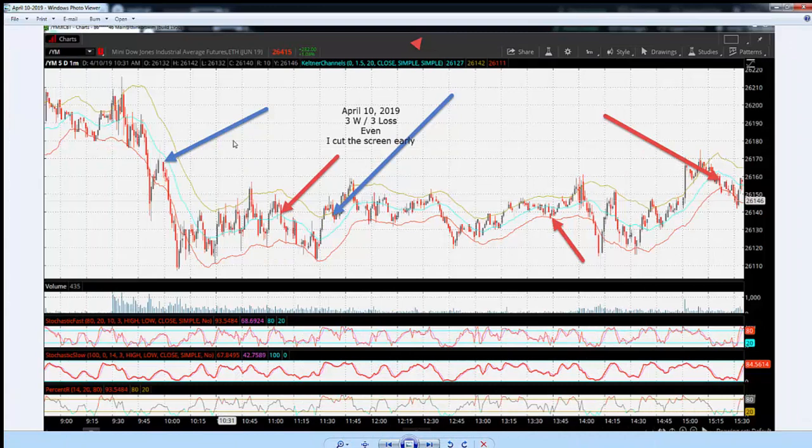But we would have had 1, 2, 3, 4, 5, 6. There was another trade right here. It's getting a little late in the day, 3:30, but it would have been valid. I cut the screenshot early, but it would have been valid, so I did count it. It would have filled. 3 winners, 3 losses. Basically would have been even.